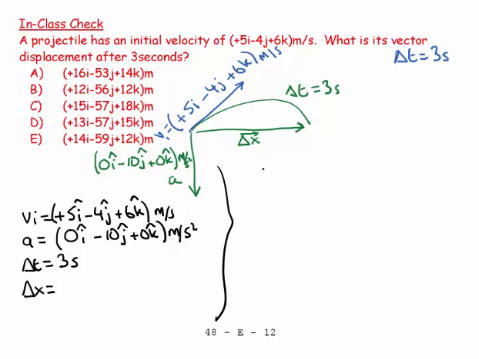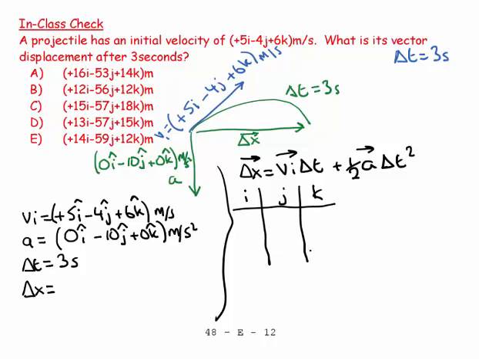And what I say is, delta x is equal to vi delta t plus 1/2 a delta t squared, my old kinematic equation. This is in vectors though, so it's vector displacement, vector initial velocity, vector acceleration. And again, I need a nice simple grid system to do sums on these things. The first thing I need is vi times delta t. Well, here's vi at the top and here's delta t, so it's 3 times. 3 times plus 5 is plus 15, and 3 times minus 4 is minus 12, and 3 times plus 6 is plus 18, and that's going to be vi delta t. There's my vi delta t bit done.